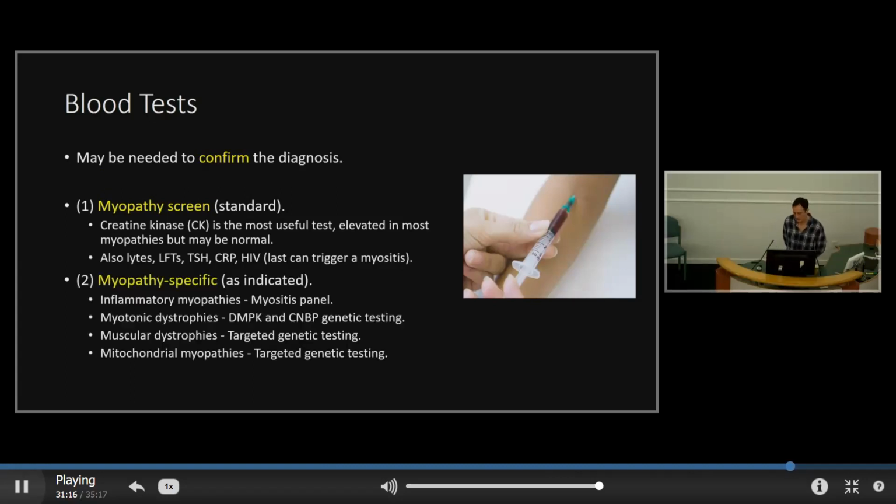Then, depending on the clinical history and examination findings, I will order more tests. So if I think there's an inflammatory myopathy, I might do a myositis panel. If I think there's a myotonic dystrophy, I'll do some gene testing. Muscular dystrophy, same thing, different genes though. And if there's a mitochondrial myopathy, you can do some targeted genetic testing too. So you don't order these ones willy-nilly. You need a good indication to do it, but they can be useful.